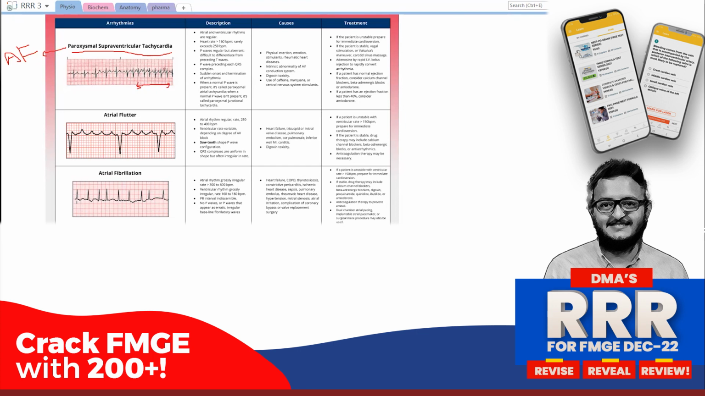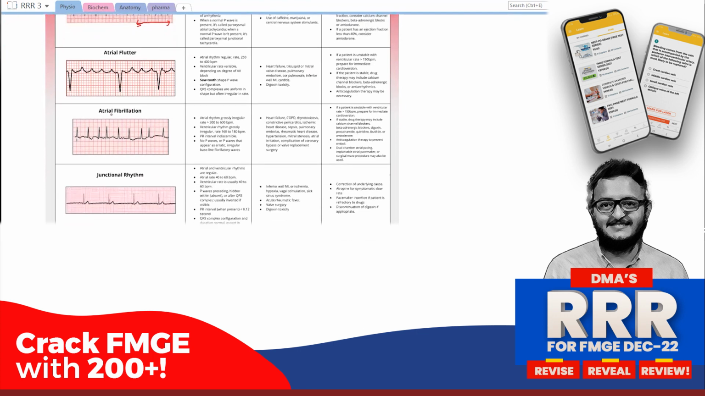That P wave, preceding each QRS complex, is actually aberrant. Okay, so you cannot make it out. All right. Then the atrial fibrillation. Atrial fibrillation is what? Irregular. See, RR interval small, then again large, then very large, then small, then very large. So it is irregular. So atrial fibrillation is very easy to pick.